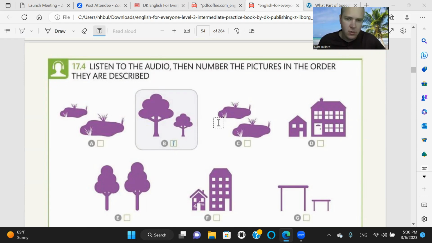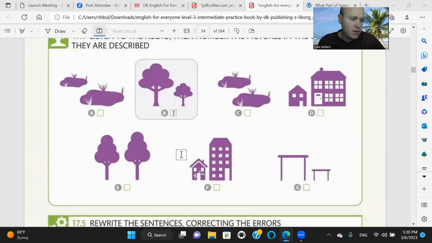We're gonna go with number one is already answered. We're gonna go to number two. Let's listen. Well, let's do number one. Vamos a hacer número uno y escuchar. ¿Qué dice? One of the trees is much bigger than the other. Much bigger. This one is much bigger than this one. This one is much smaller than this one.